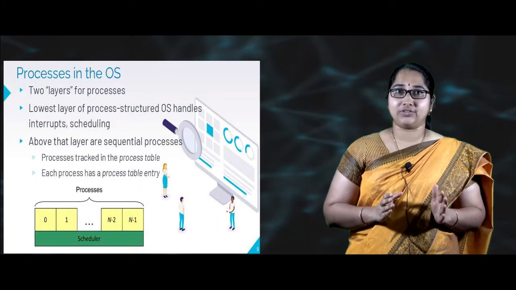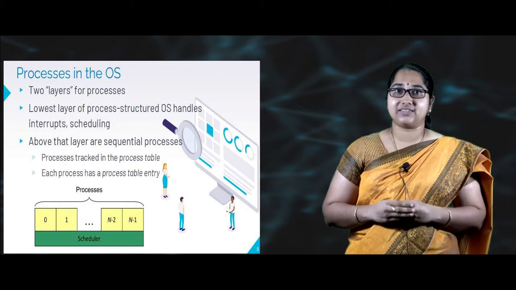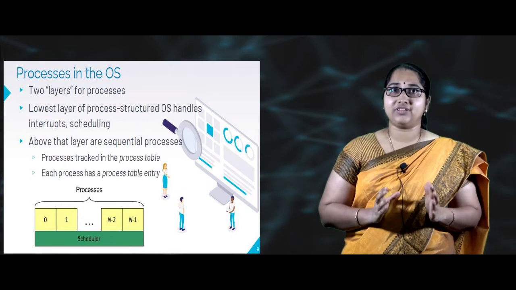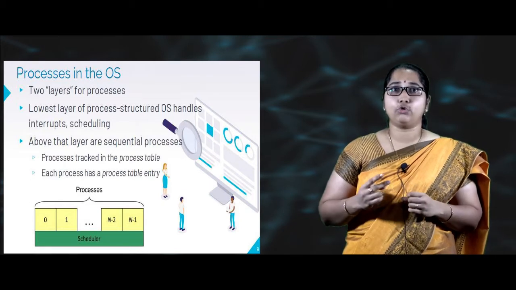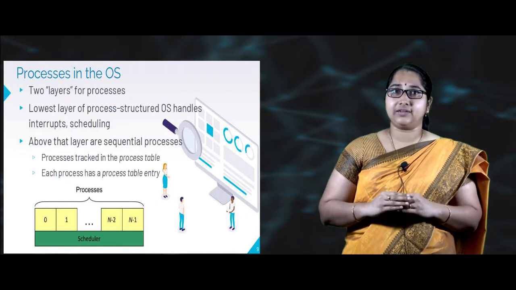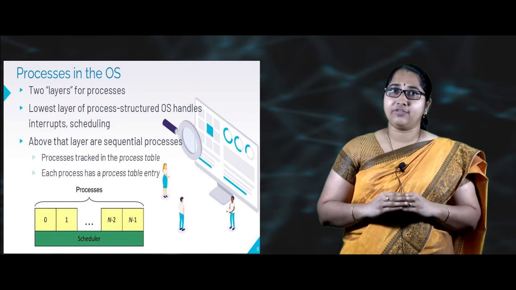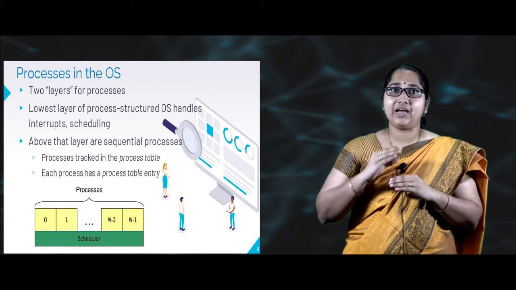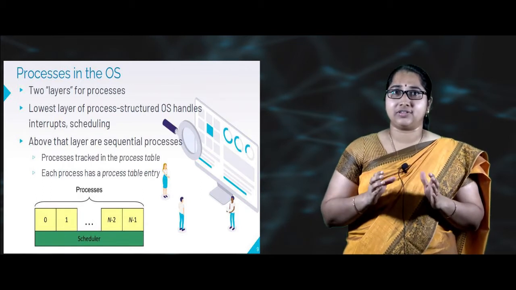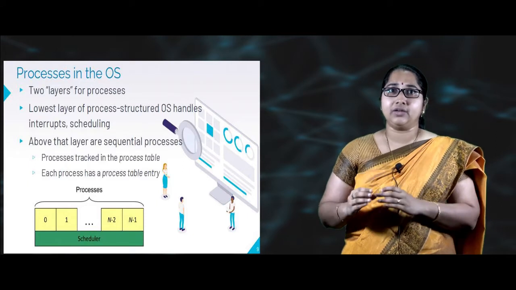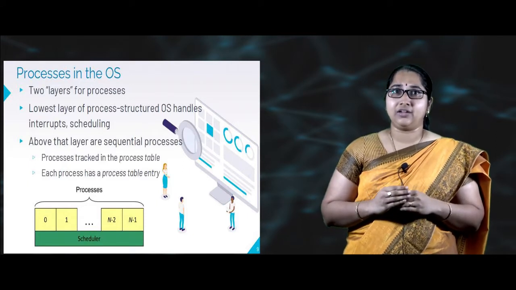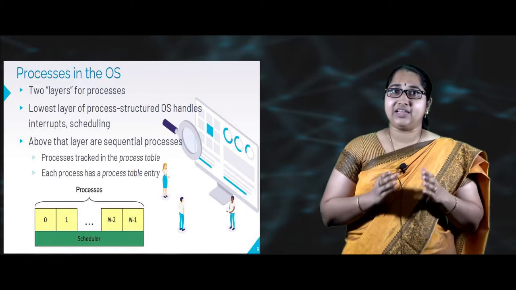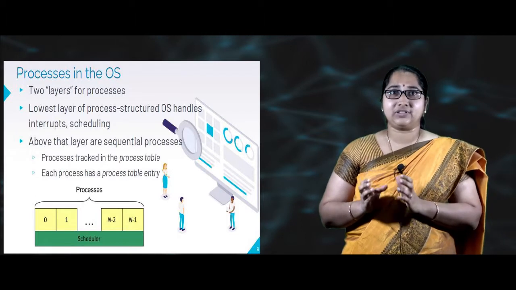The structure of a process in an operating system is discussed here. The structure of a process in an operating system consists of two layers. The lowermost layer consists of the operating system which performs interrupt handling, scheduling and so on, while the upper layer consists of processes in a sequential manner. Each process is tracked using a process table. Each process has a separate process table entry.